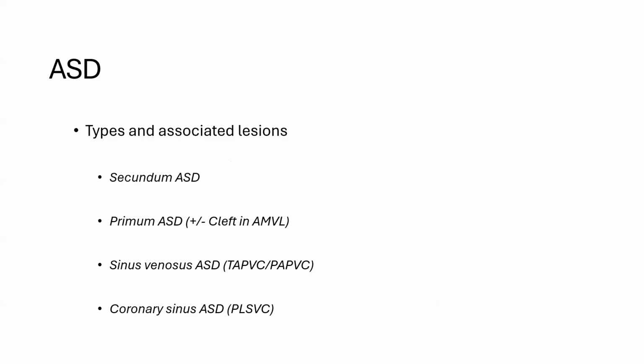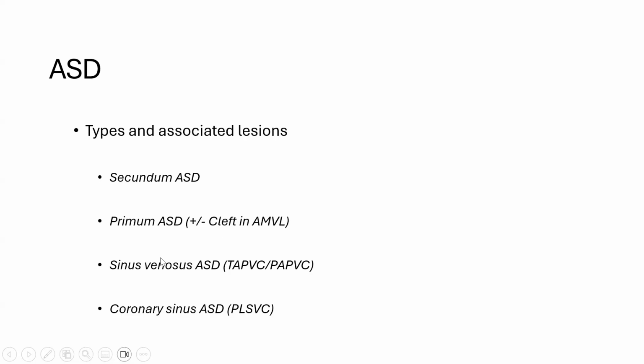We also know that there are essentially about 4 or 5 common types, as various literature may point out. So the secundum ASD, which is at the upper portion of the septum, the primum ASD, which is around the endocardial cushion, and if you remember from the embryology yesterday, are associated with cleft in the anterior mitral valve leaflets.